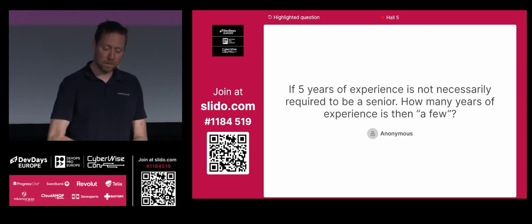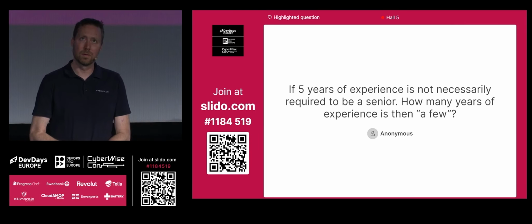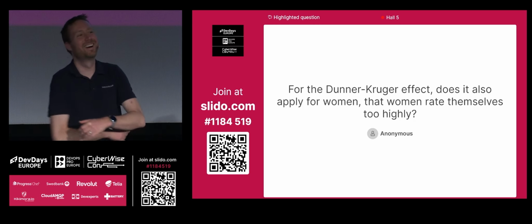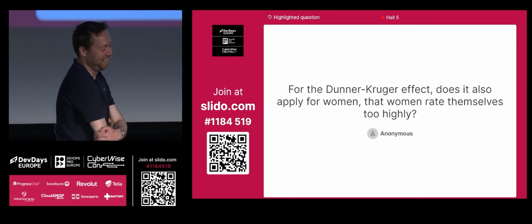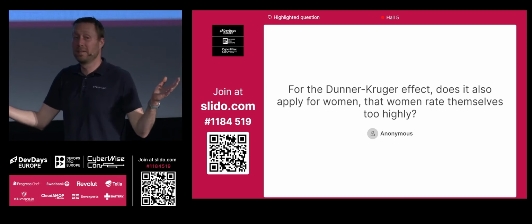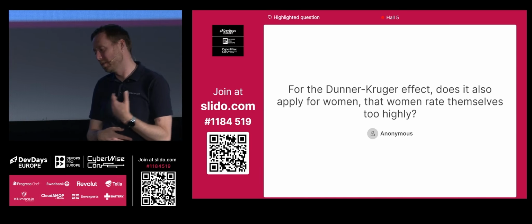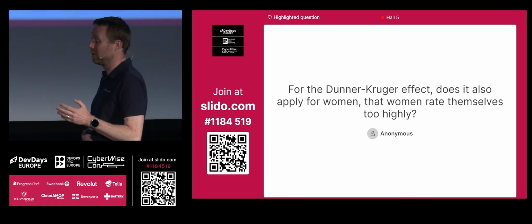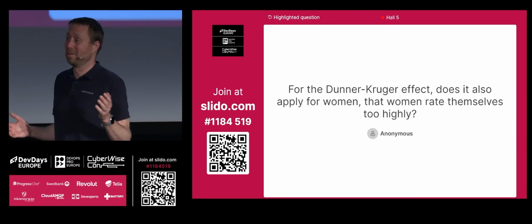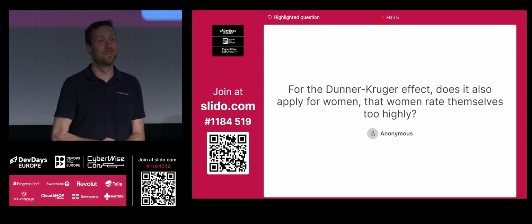The next question is, for the Dunning-Kruger effect, does it also apply for women, that women rate themselves too high? That's a good question. I don't know. I think that was not mentioned in the study. They didn't differentiate between men and women. That's all I know. So I guess it goes for both, for men and women then.